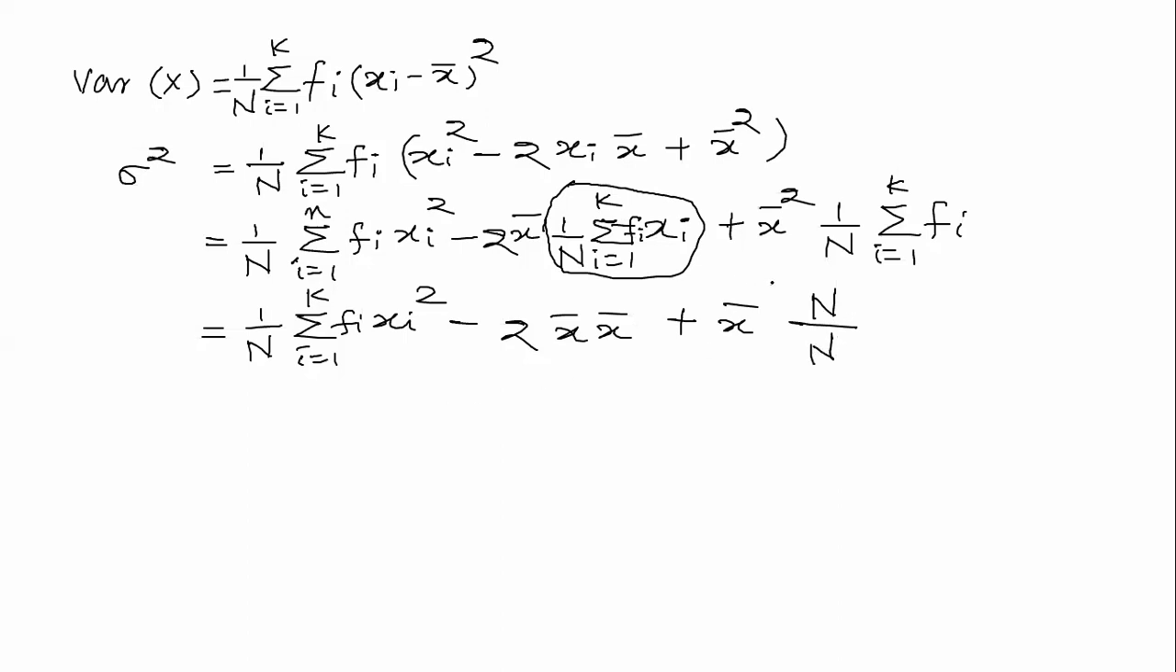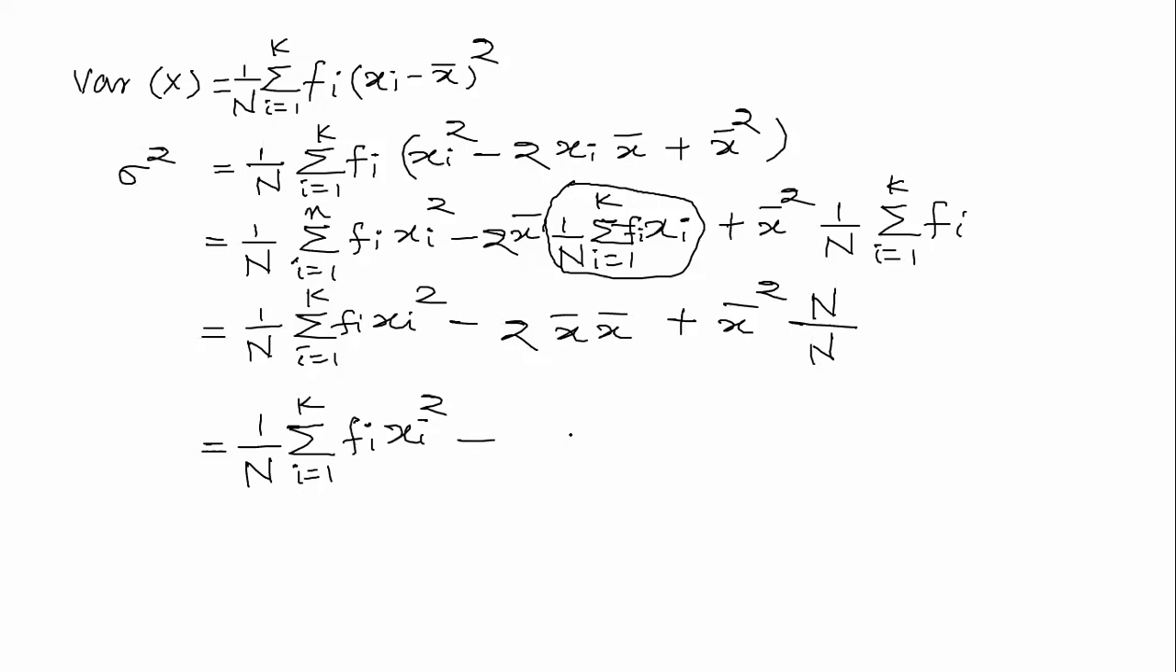N cancels, and this is x bar to the power 2. I am making some mistakes while writing, but I will be careful henceforth. So the simplified formula is 1 upon n summation of xi square into fi. Square is only for xi and not to fi, and that is just multiplied with fi.